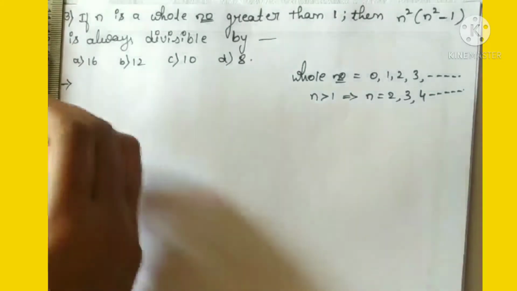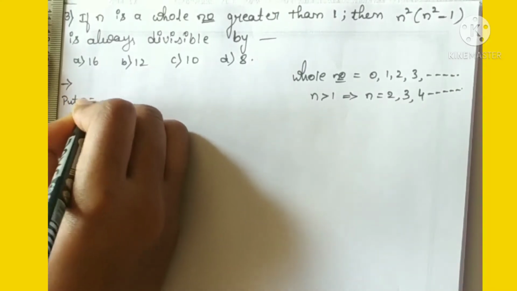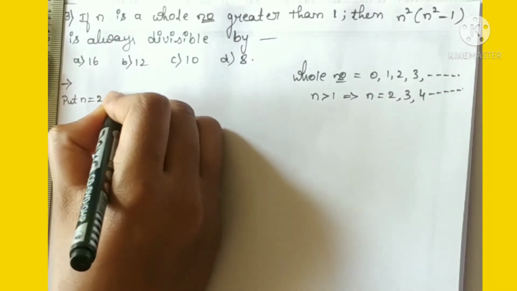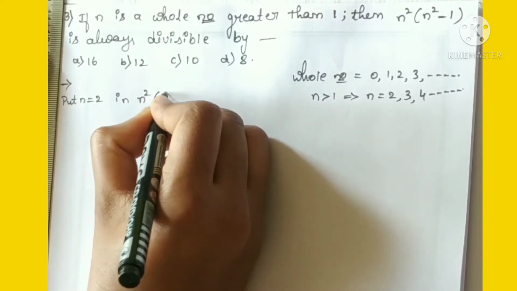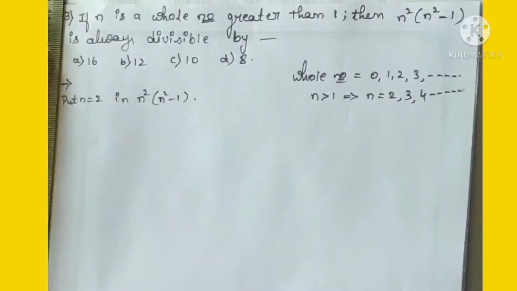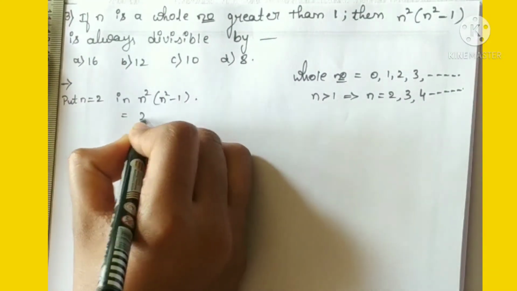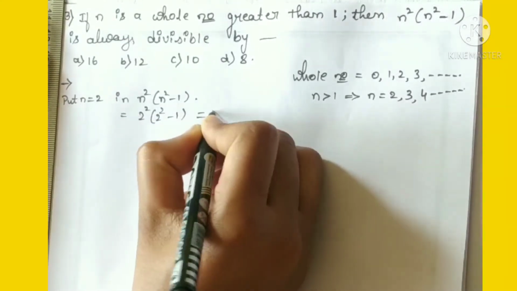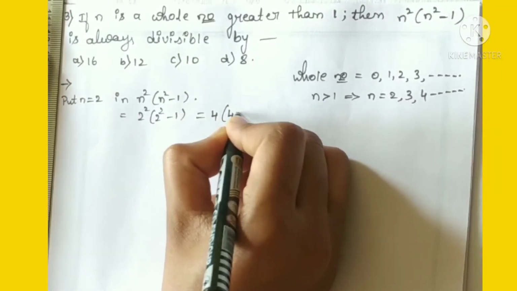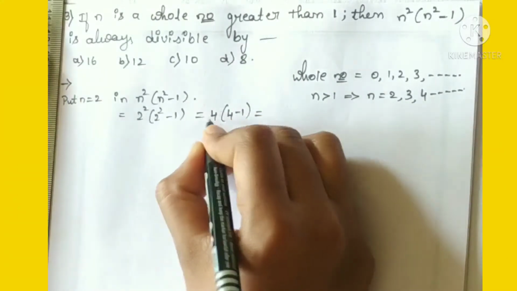Now put n equal to 2 in the given data, that is n square into n square minus 1, which is equal to 2 to the power of 2, into 2 to the power of 2 minus 1, 4 into 4 minus 1, 4 3s are 12.